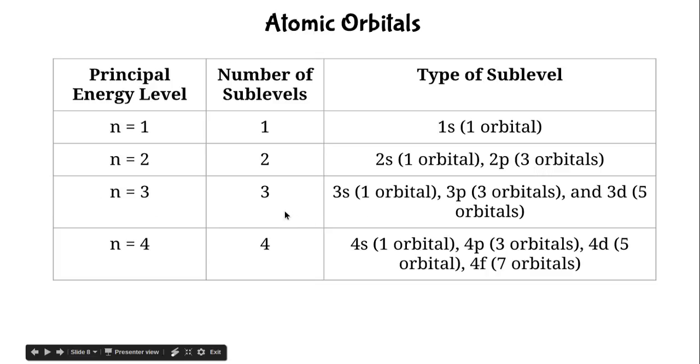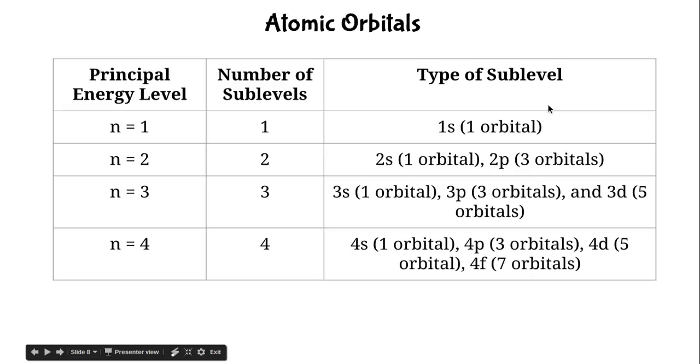In the third, there's three sublevels, which means there's an s orbital, a p orbital, and a d orbital. In the fourth, there's 4, which means there's an s, a p, an f, and a d orbital. Depending on how many sublevels you have over here, you can fit a different number of electrons.